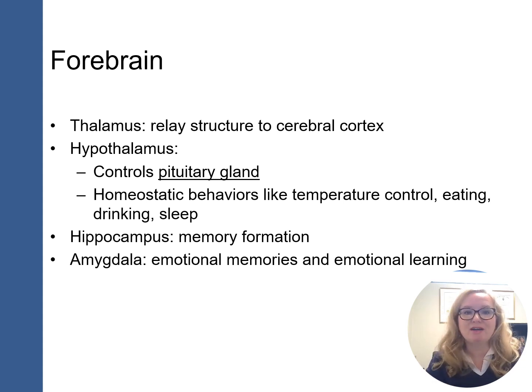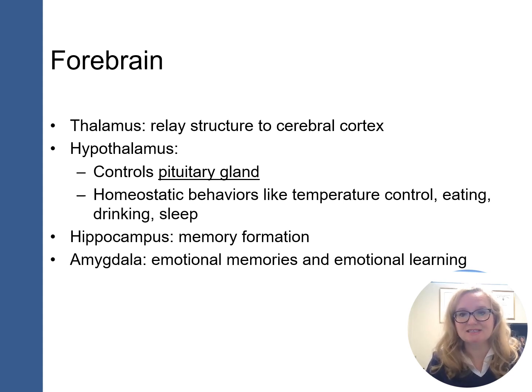You have the hypothalamus that controls our pituitary gland, and that pituitary gland is so important for so many maintenance behaviors. So when we think about things like homeostatic behaviors, like keeping the correct temperature of our body or maintaining enough food so that we have nutrition and we're drinking enough water so we're hydrated and that we're sleeping properly, that is in the control of the hypothalamus.